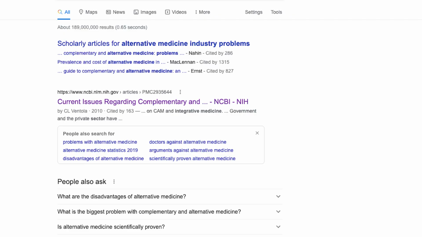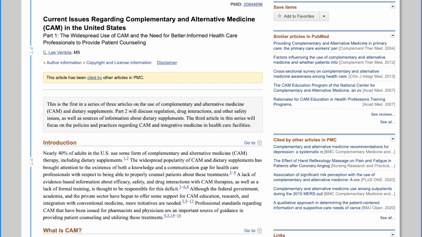So I picked alternative medicine as my industry, and then I went over to Google and I searched for alternative medicine industry problems. The very first result after the scholarly articles was this particular article from the National Institutes of Health: Current issues regarding complementary and alternative medicine in the United States. So here's the summary: the widespread use of CAM and the need for better informed healthcare professionals to provide patient counseling. That's a huge problem. The healthcare professionals don't have enough information about alternative medicine.